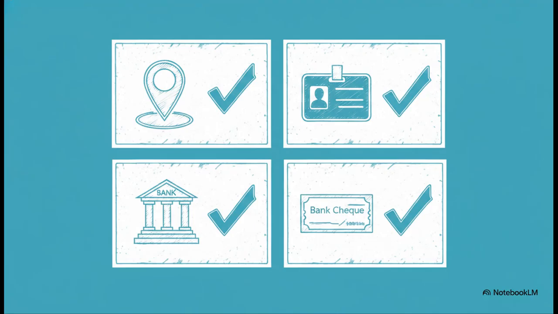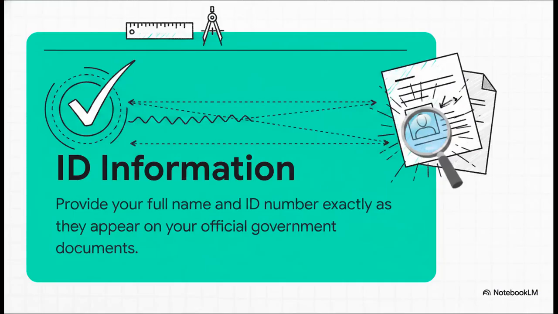To make this as painless as possible, let's treat it like a checklist. Before you even start this section, go and gather these 4 things: your complete address, a valid ID like a driver's license, your bank account info, and a clear picture of a bank check. Having all this ready to go will save you so much time. Now listen closely here, because this is where people mess up.